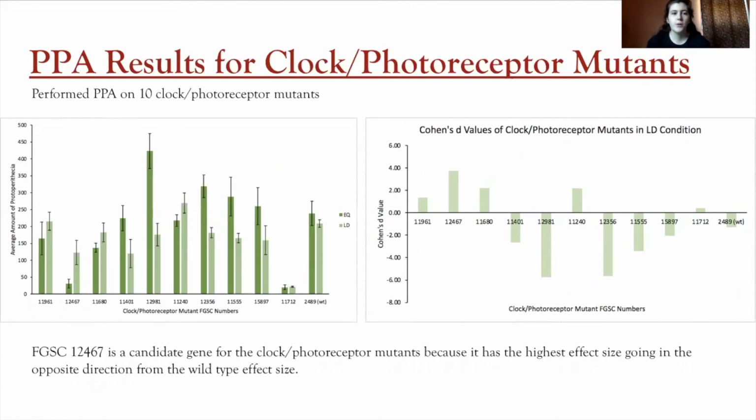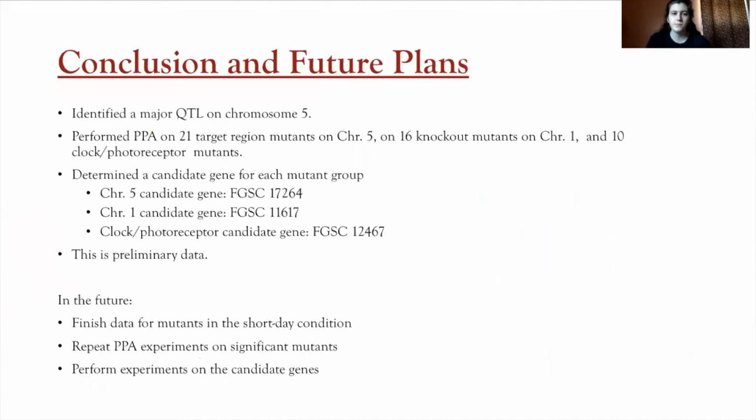Lastly, we performed the protoparesthesia assay on 10 clock/photoreceptor mutants. Here's the diagram of the raw data for these mutants, and here is the diagram of the Cohen's d value for these mutants in the long day condition. From the Cohen's d graph, we determined that FGSC 12467 is a candidate gene for the clock/photoreceptor mutants because it has the highest effect size, and it's also going in the opposite direction from the wild type effect size.